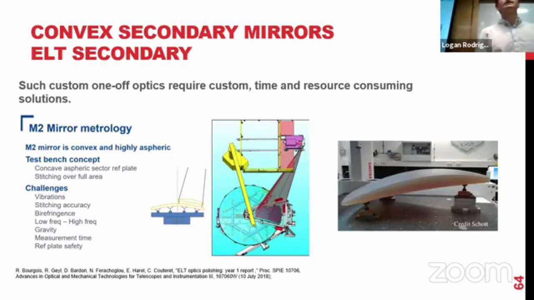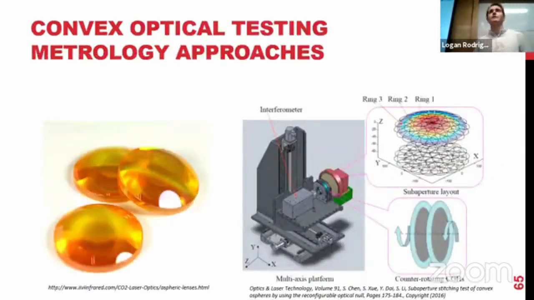Okay, we're not always testing these optics. What about something more simple? How about just a small convex mirror? On the left, you can see an infrared lens. It's used typically for CO2 laser systems, but I'm sure that you guys have seen convex mirrors elsewhere. Maybe some of you wear glasses. Not maybe, I can see several of you wearing glasses. Those are convex in surface shape. So how do we test them?